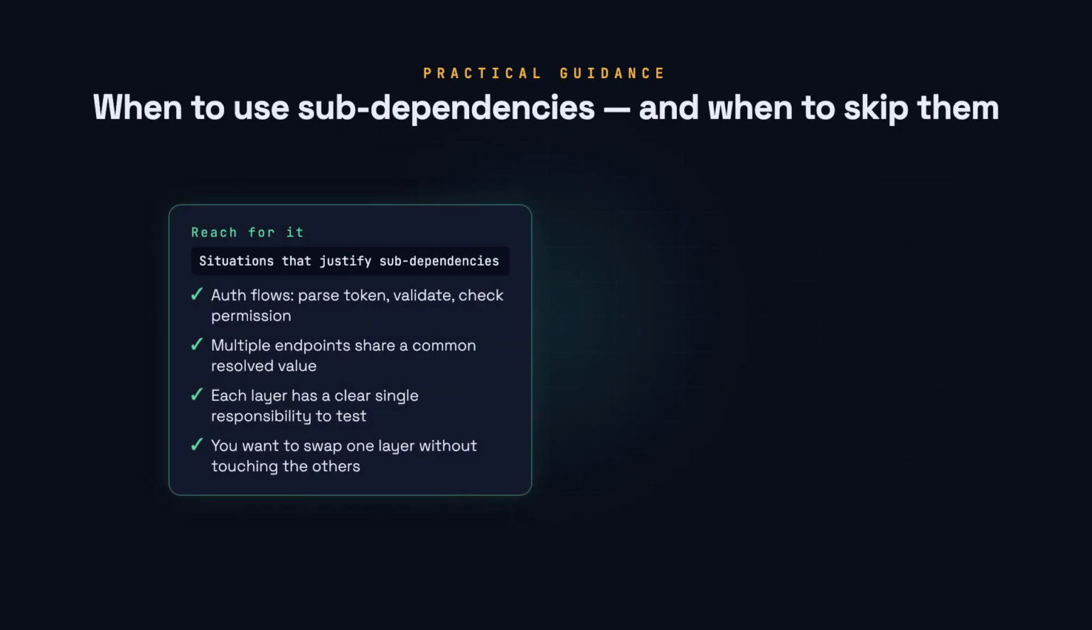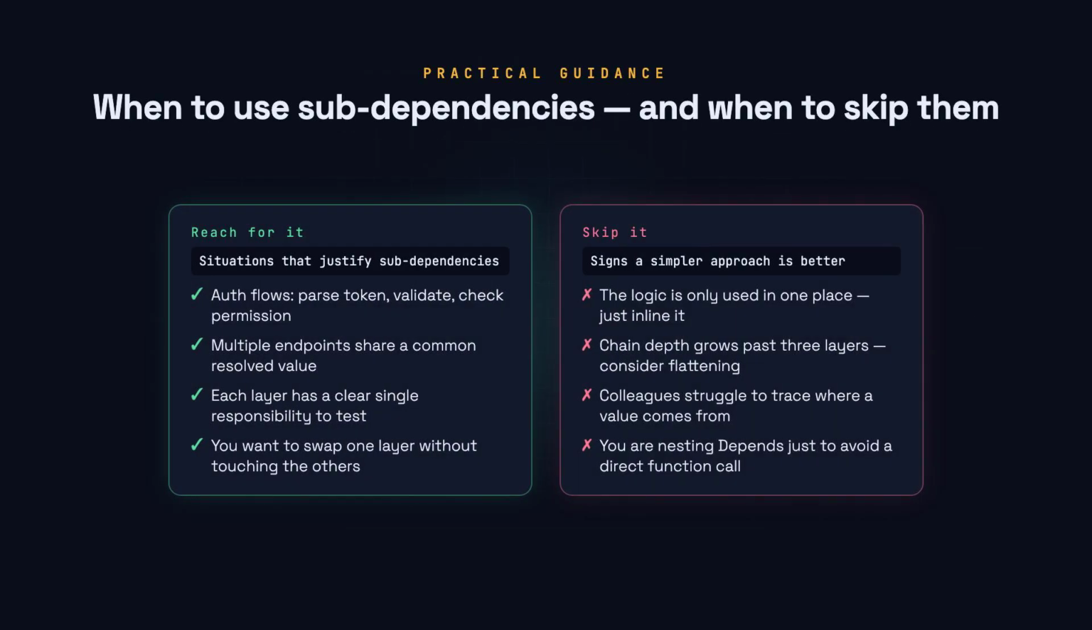Sub-dependencies shine when you have a natural layered flow, for example, authentication, where each layer has exactly one job and the layers are genuinely reused. The friction point is indirection. A developer reading the endpoint signature has to follow Depends chains to understand what the function actually receives. If your chain is more than 3 levels deep, or if the sub-dependency is never reused anywhere else, a plain function call inside a single dependency is usually clearer and costs nothing.